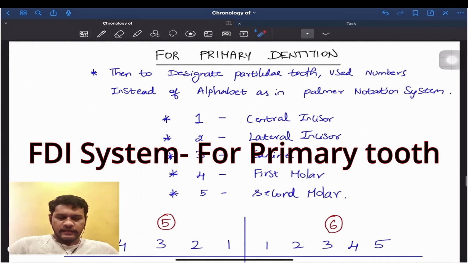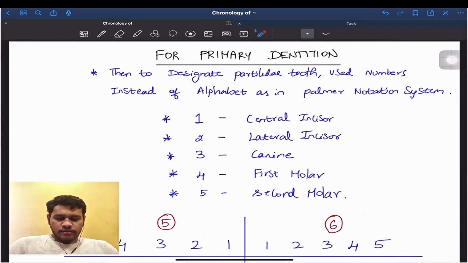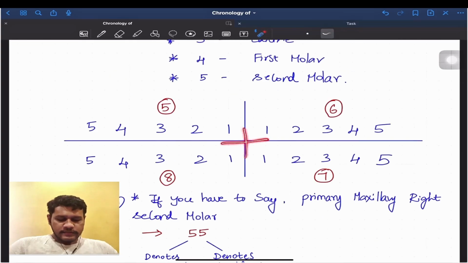Let's see the FDI tooth numbering system for primary dentition. To designate a particular tooth, use numbers instead of alphabets. If you take the Palmer notation system, you would mention the alphabet A, B, C, D, E. Instead, in this system, they use numbers itself: 1, 2, 3, 4, 5. 1 is a central incisor, 2 is lateral incisor, 3 is canine, 4 is first molar, 5 is second molar. This is for primary dentition. The first digit denotes the quadrant, 5, 6, 7, 8, and the numbers 1, 2, 3, 4, 5 are the tooth name.